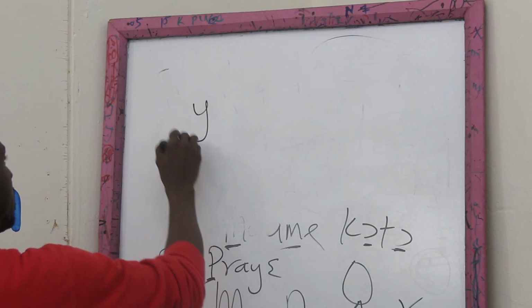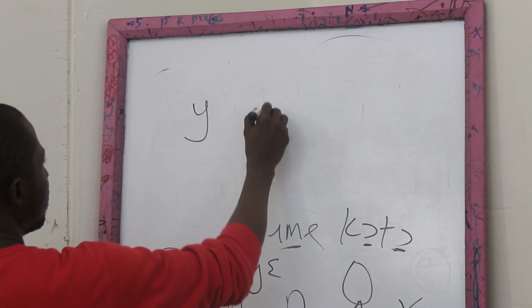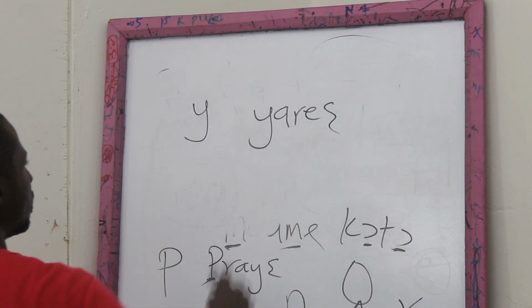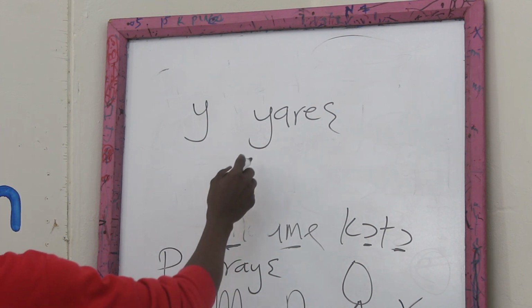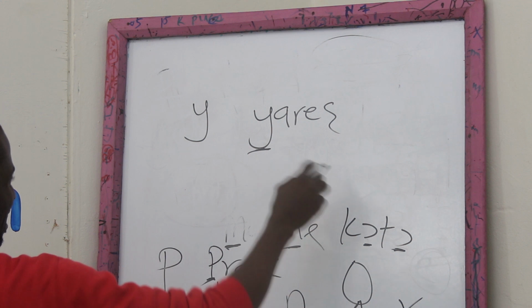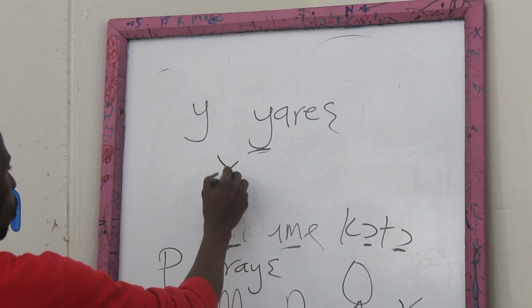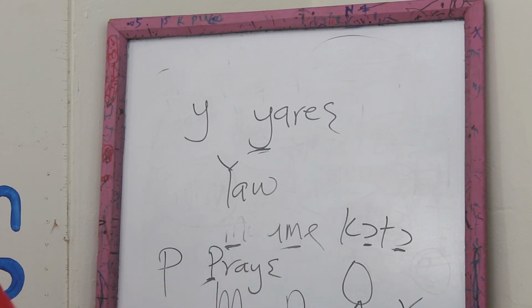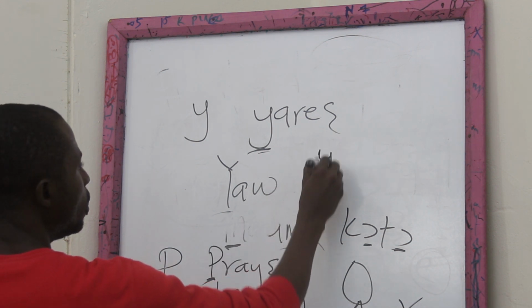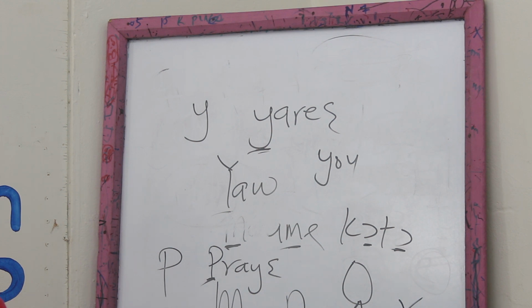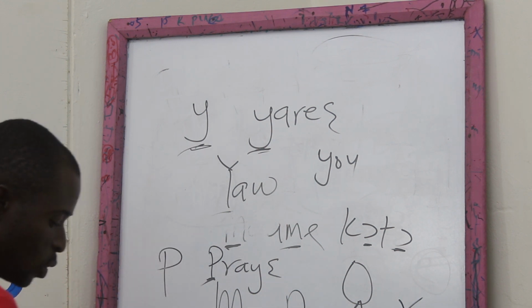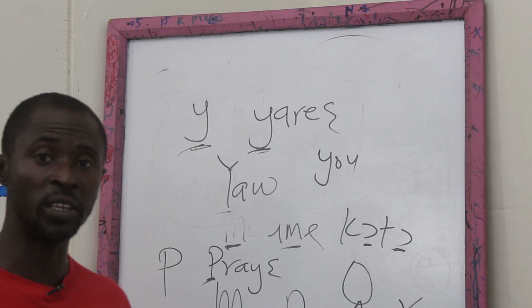And the last sound is Y. As in yare. Yare is sickness in English. Y. Yao. Yao is a name of a person, a name of a guy born on Thursday. Yao. Y. You in English. You. And there are so many examples of ye words that I think you can give.